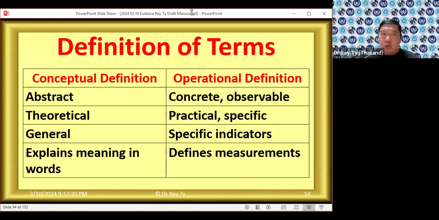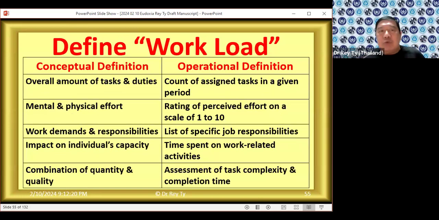Okay, so you have to give two sets of definition. Conceptual definition is abstract, defining a word with other words. In operational definition, you give us measurable indicators, practical, the specific things that you're actually measuring. I'll give an example of workload. Conceptually, the conceptual definition is the amount of work you do, or task. Operationally, count of assigned tasks in a given period. So it's measurable. Workload means mental and physical effort conceptually. Operationally, you would say, we will rate your perceived effort on a scale of 1, very bad, to 10, perfect. So that's operational definition.